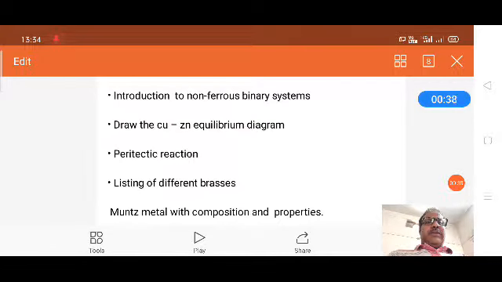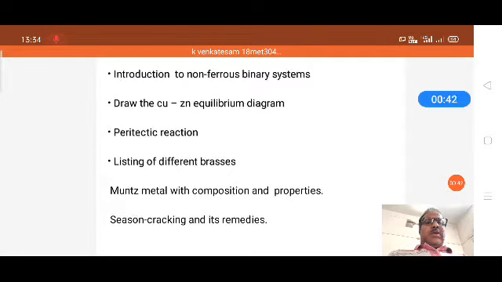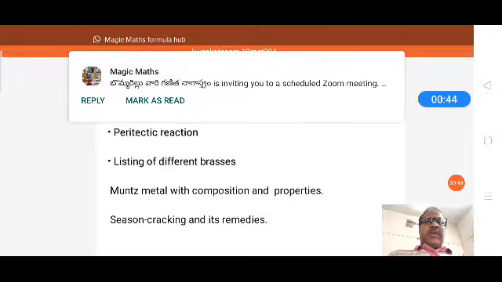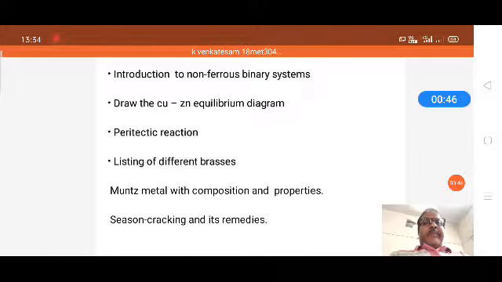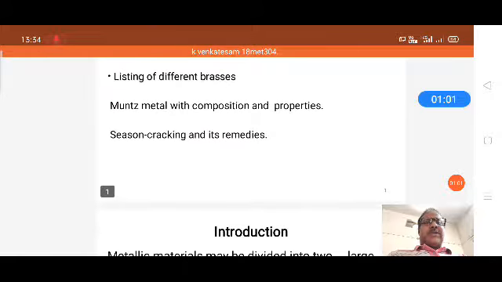and we deeply discuss the alpha plus beta brasses, and what are the difficulties, what are the problems that arise during using the brasses, the copper alloys, in different applications. These are the things to be discussed in this class.